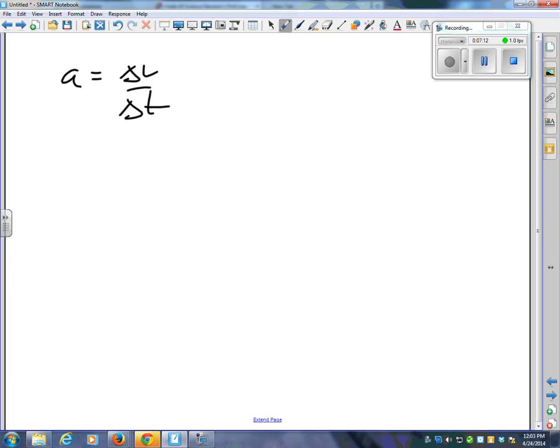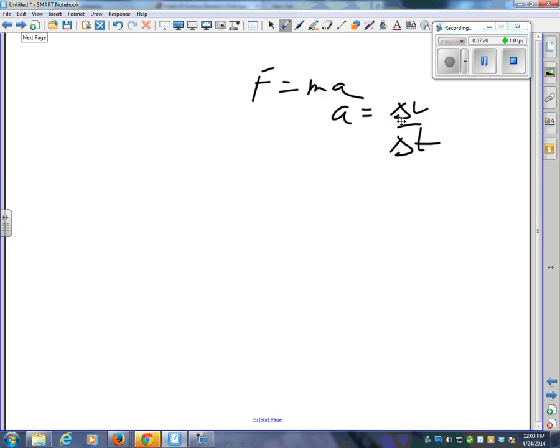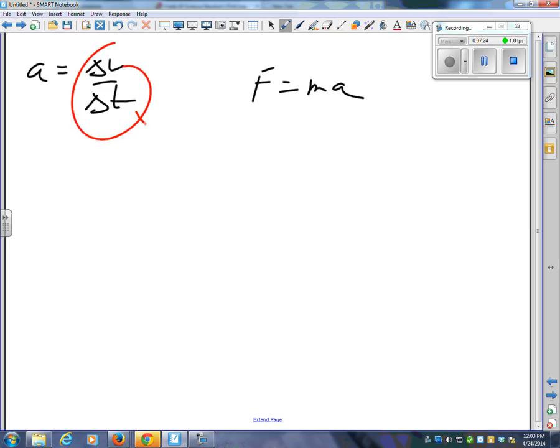And we know Newton's second law, which says F equals ma. So I'm going to take this a and that a, and I'm going to put them together. I'm going to put this in there for a and get F equals m delta V over delta T.